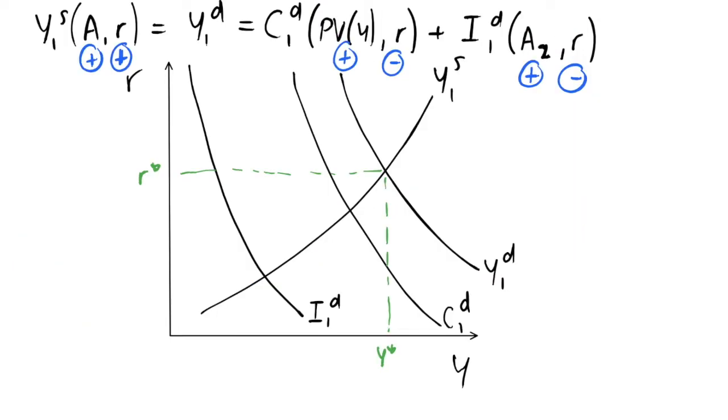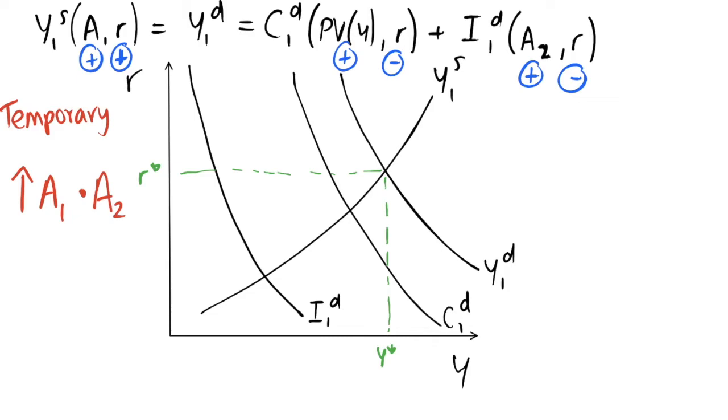Okay, so now that we have looked at the effects of a permanent productivity shock, let's look at the effects of a temporary productivity shock. So what is a temporary productivity shock? It says that we increase productivity in period 1, A1, but we keep productivity in period 2 the same. So A1 increases, A2 does not change.